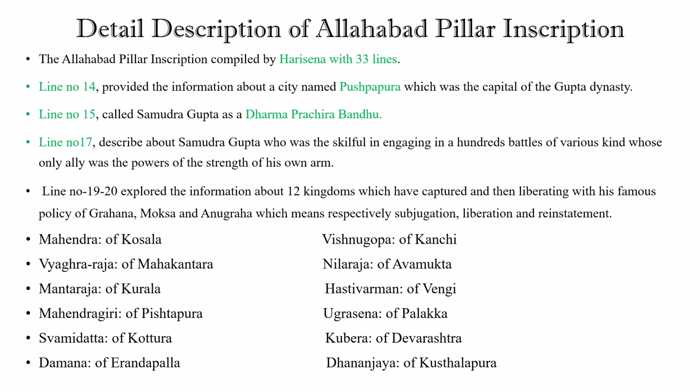And lines number 19 to 20 explore the information about 12 kingdoms which were captured by Samudragupta from South India, where he took the Grahana, Moksha and Anugraha policy, which means respectively subjugation of the empire, later liberation of the king, and lastly reinstatement of the kingdom. Here I mention the 12 kings and their kingdoms. If you want to write, please write it.